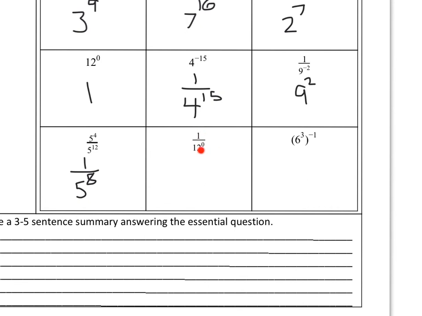Okay, 1 over 12 to the 0. Well, that 12 to the 0 is going to become a 1, which would give us just a 1 over 1, which we can definitely simplify to 1. Last one, we have 6 to the 3rd to the negative 1. I'm going to use our power rule first. We have negative 1 groups of 3. That would be 3 times negative 1, 6 to the negative 3rd. And we've learned with negative exponents, we can flip those over, giving us 1 over 6 to the 3rd.